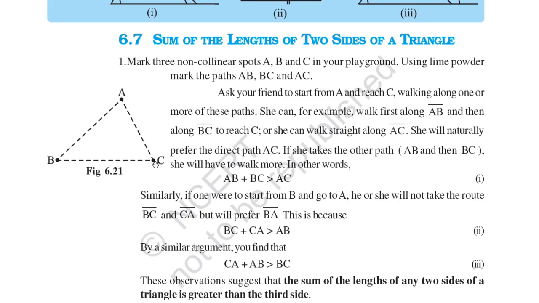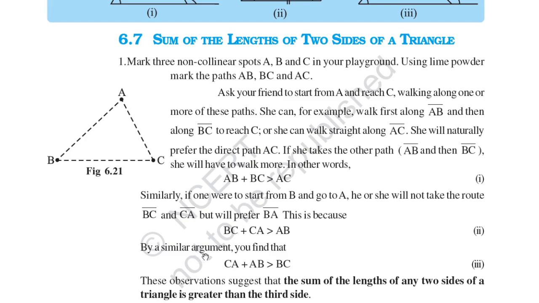So it is common sense that AB plus BC is the longer path, and you should take the shorter path. Therefore AC is less than AB plus BC. Similarly, if one were to start from B and go to A, he or she will not take the route BC and CA, but will prefer BA. This is because BC plus CA is greater than AB.